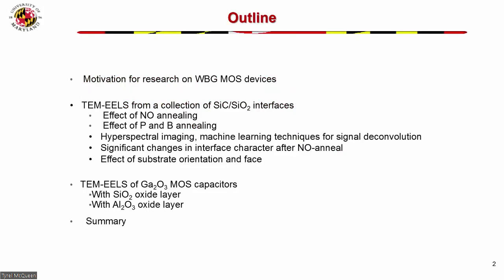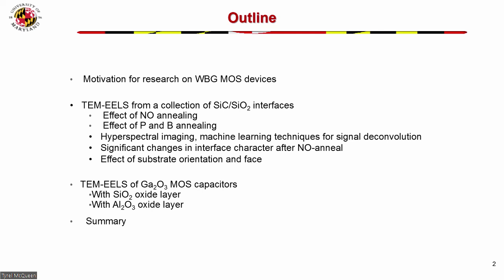So the outline of my talk today: I will say briefly something about the motivation of why to do research on wide bandgap semiconductors. But I know that you already heard quite a bit of that on Monday from Jim Speck and Michael Spencer, so I'm not going to spend that much time on that. But I will say something about the materials that we actually look at at the University of Maryland. And then I will talk about our transmission electron microscopy results, in particular on silicon carbide with silicon dioxide for MOSFET devices.